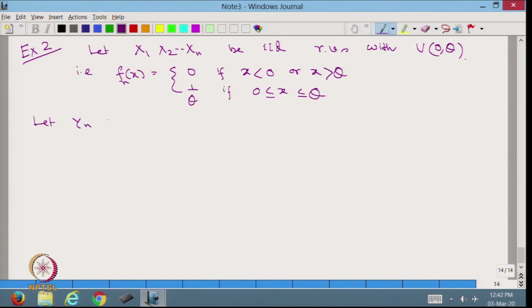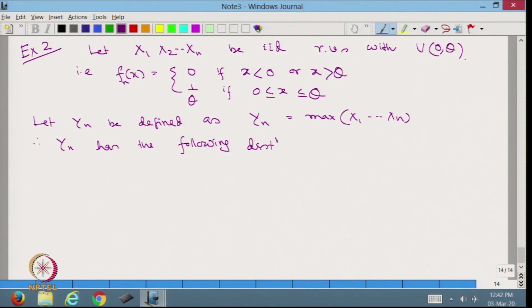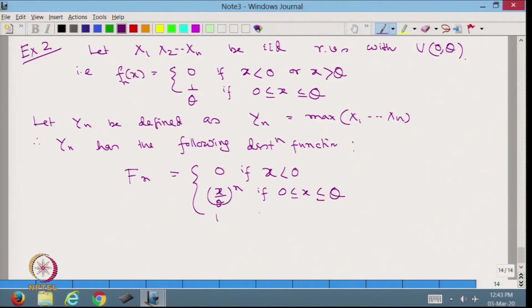Let Yn be defined as Yn is equal to maximum of X1, X2, ..., Xn. Therefore, Yn has the following distribution function, that is, Fn(x) is equal to 0 if x less than 0, (x by theta) to the power n if 0 less than or equal to x less than or equal to theta, and 1 if x is greater than theta.